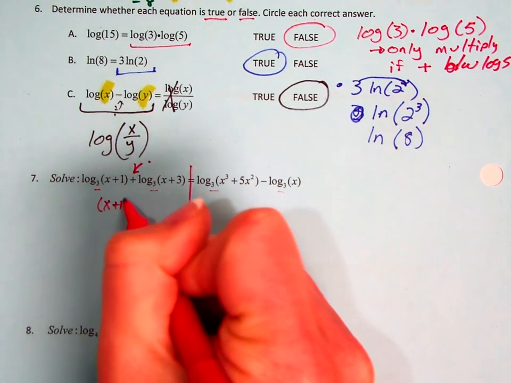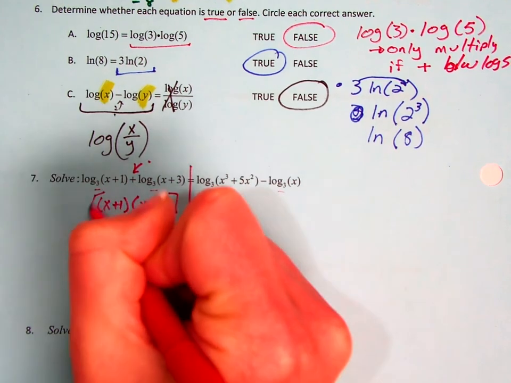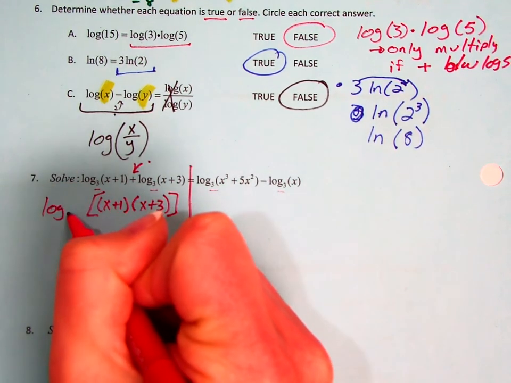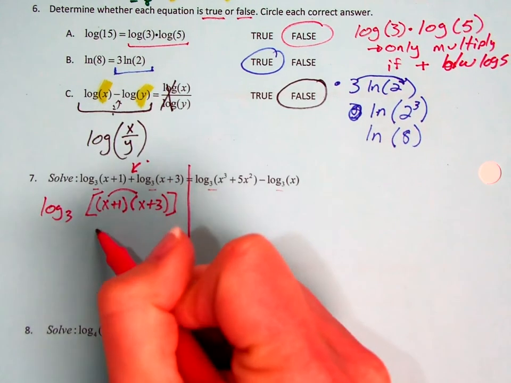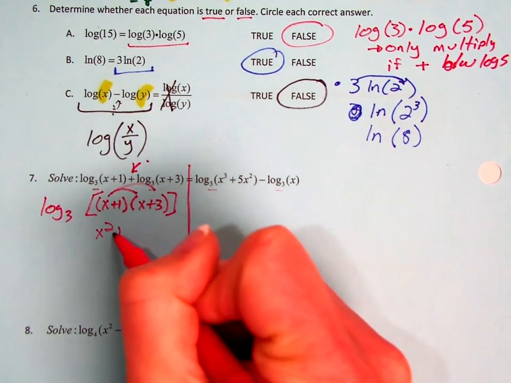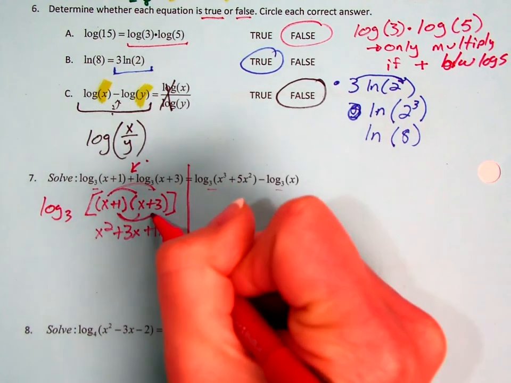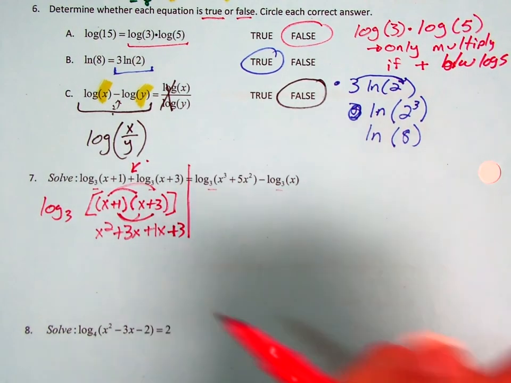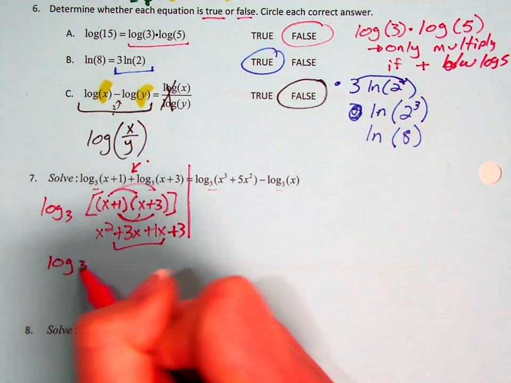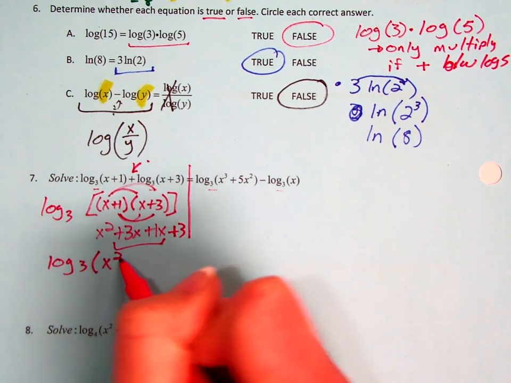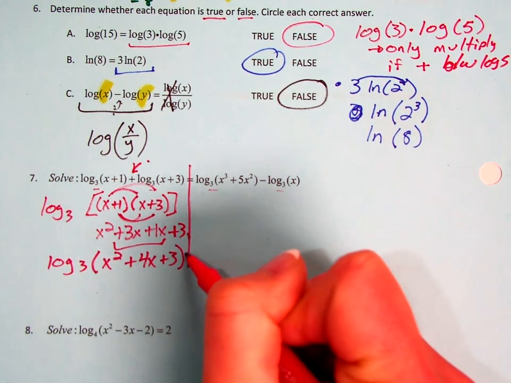So we're doing x plus 1 times x plus 3 inside log base 3. So now we have to distribute out. So x times x is x squared plus 3x plus 1x plus 3. Then we would combine our like terms. So we'd have log base 3 of x squared plus 4x plus 3 on this side.